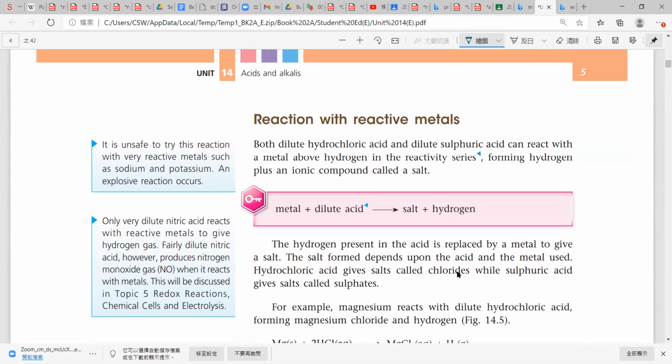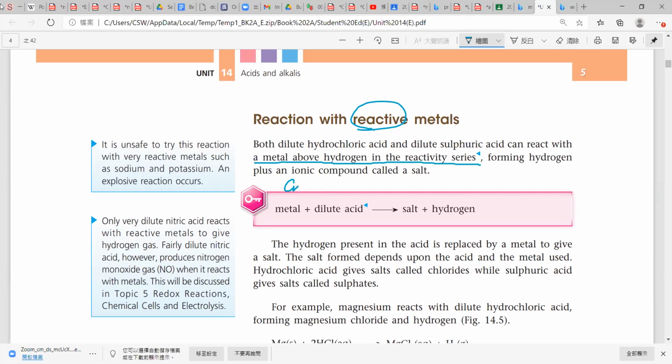Now, can you see that? Very strange. Reactive metal, but not all metal. Can you see that? They can only react with metals above hydrogen in the reactivity series. Okay. What happens if I put a metal like copper into dilute acid? No reaction. All of you, please mark it down. For example, for copper, no reaction. But for calcium, yes. How about potassium? Sodium, yes. But very explosive.